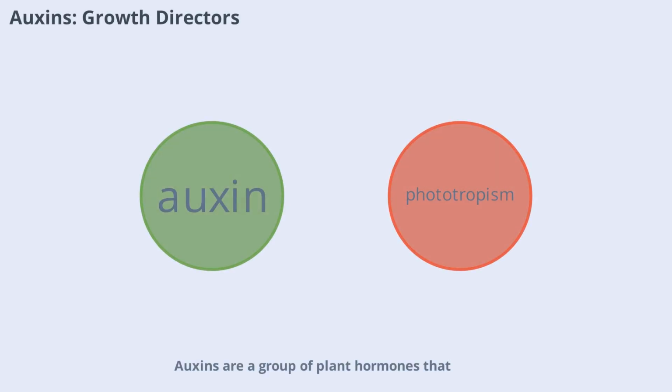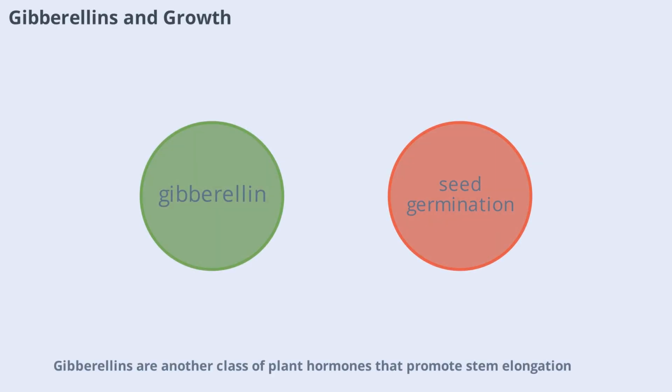Auxins are a group of plant hormones that play a central role in coordinating growth and development. They are especially important for cell elongation, root formation, and responses to light and gravity. Auxins help plants bend toward light, a phenomenon known as phototropism, and guide roots to grow downward, a response called gravitropism.